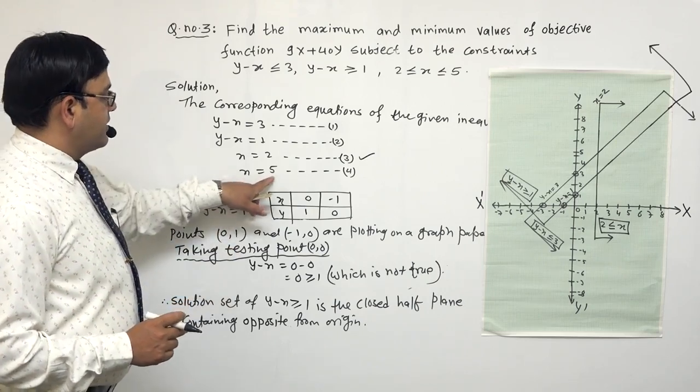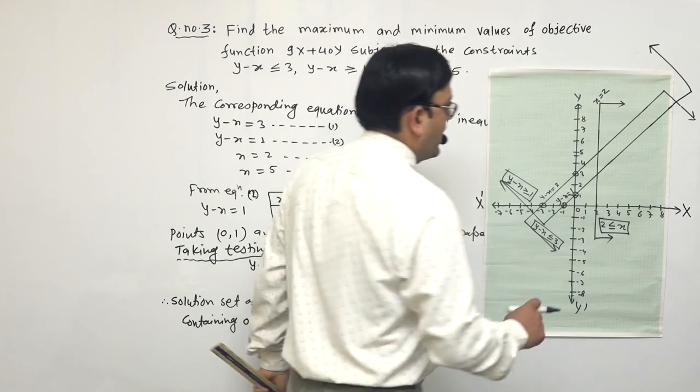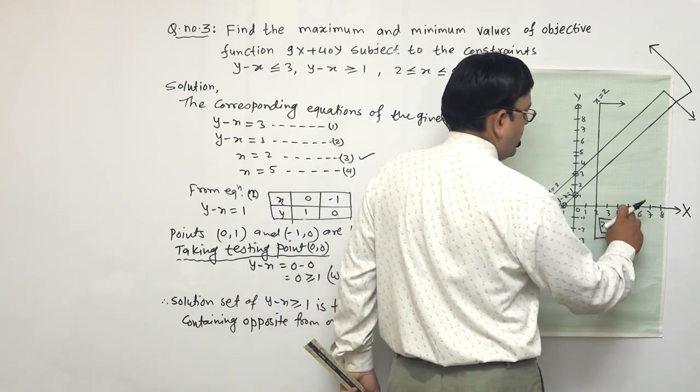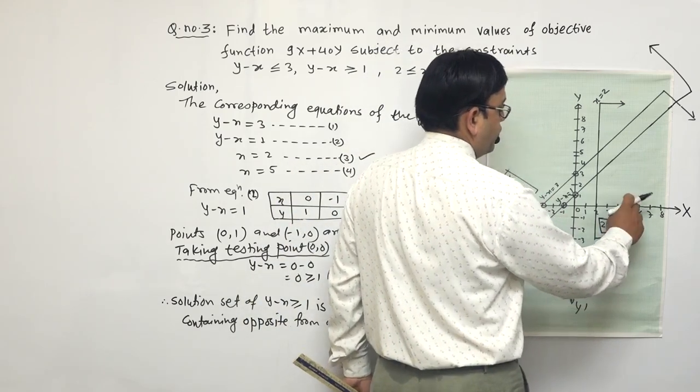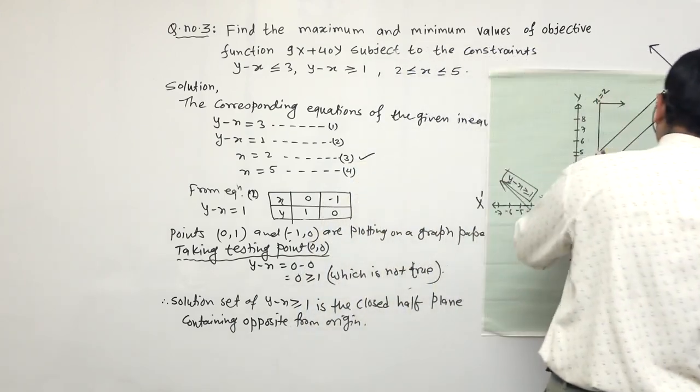Similarly, we can write this equation directly: x is equal to 5. So x is equal to 5 is this line, this point. The line which passes through this point is x is equal to 5.